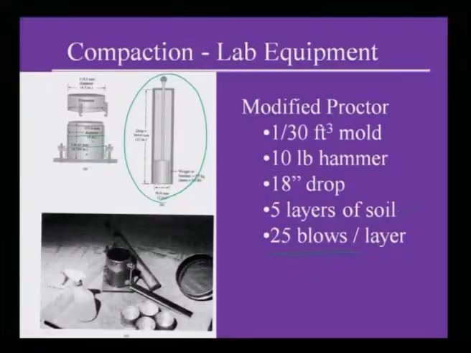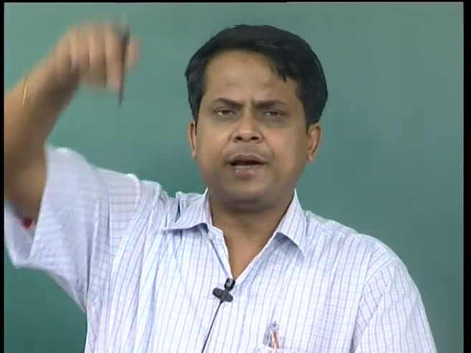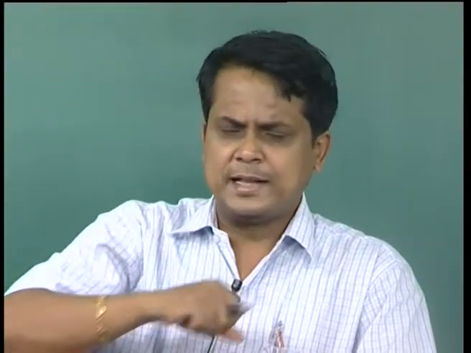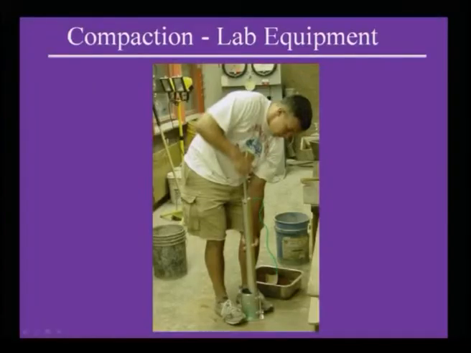At least you consider 3 to 5 layers. 5 layers is better. Look here, if I take the soil sample from here, this soil sample has been compacted inside the compaction mold in 5 layers. Each layer will be compacted with 25 blows. Once you pick it up and leave it, it is one blow. Like this you give 25 equally distributed blows with the hammer and falling weight.